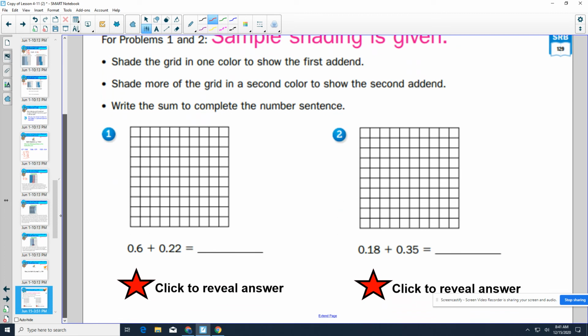Okay, so hopefully you had a chance to try that. And again, if you don't have red and blue, that's fine. You can use any color. So you want to shade in the first one. And the first thing I notice here is it's a 100th grid, but this is out of 10. So I'm going to go ahead and change that to 60/100 and then shade it in, right? And then 22/100.